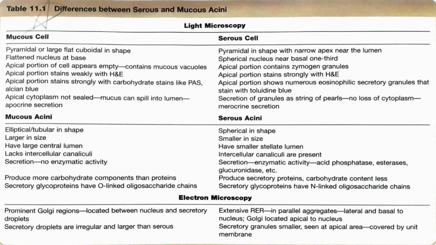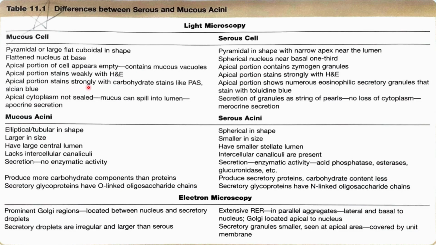Serous: pyramidal or large cuboidal in shape, spherical nucleus near the basal one third. Mucous: pyramidal in shape with narrow apex, apex near the lumen or conical shape, flattened nucleus at the base. Apical portion of the mucous cell appears empty, containing mucous vacuoles, but in serous the apical portion contains zymogen granules, as we have seen. Apical portion stains weakly with H&E in mucous, but strongly in serous.